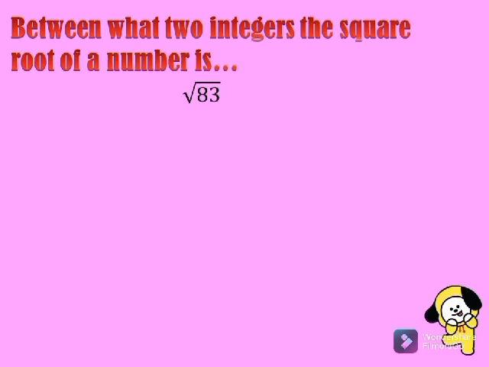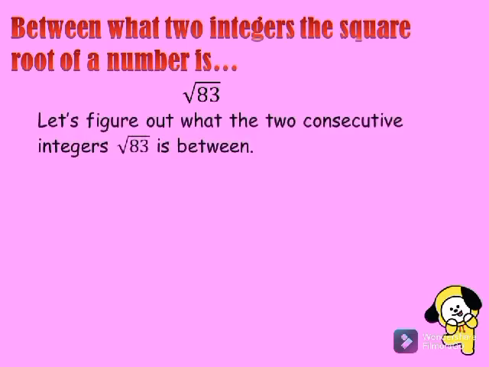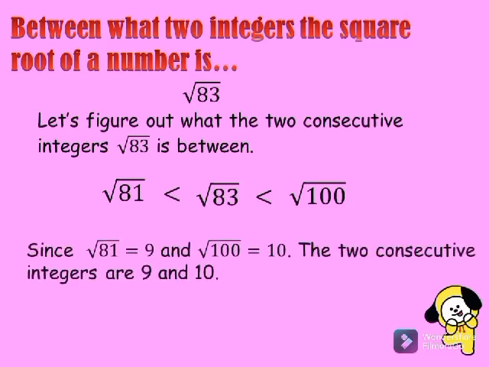Between what two integers is the square root of a number? We're going to find out where an irrational number lies. For example, the square root of 83. Let's figure out what two consecutive integers the square root of 83 is between. The closest perfect squares to 83 are 81 and 100. Since the square root of 81 is 9 and the square root of 100 is 10, the two consecutive integers are 9 and 10. Thus, the square root of 83 lies between 9 and 10.